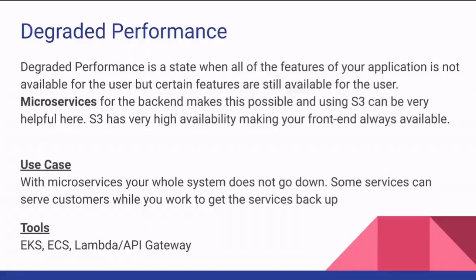So the first is the degraded performance strategy. This is a state when all the features of your application are not available for the user, but certain features are still available for the user. Now, microservices for the backend make this possible, and using S3 can be very helpful here. So what we're talking about here is when a user comes to your website and there is a problem, instead of having a total shutdown of all the services in your system, you can still have some services running.